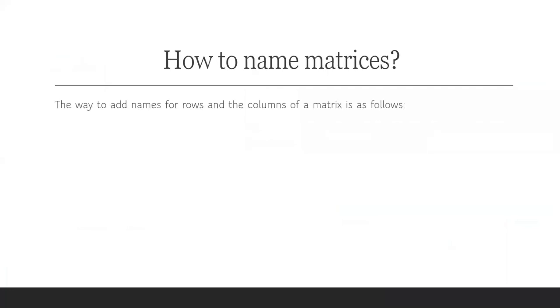All right. Now you might be wondering how you can name matrices. The way to add names for rows and columns of a matrix is as follows. The first method for giving row names is by using the function rownames. If you want to give column names, then you can use the function colnames. Now let's try to implement.